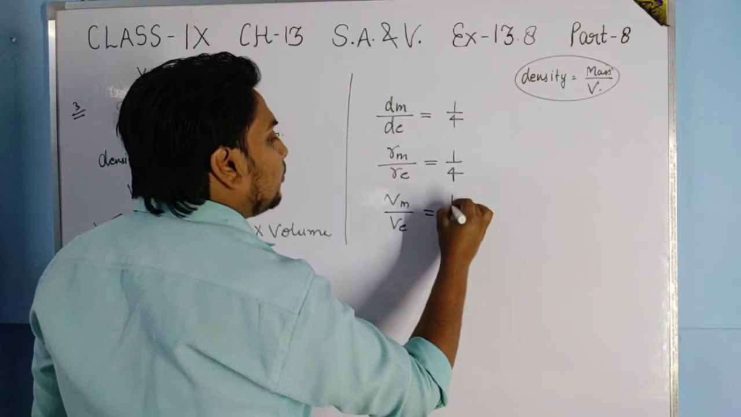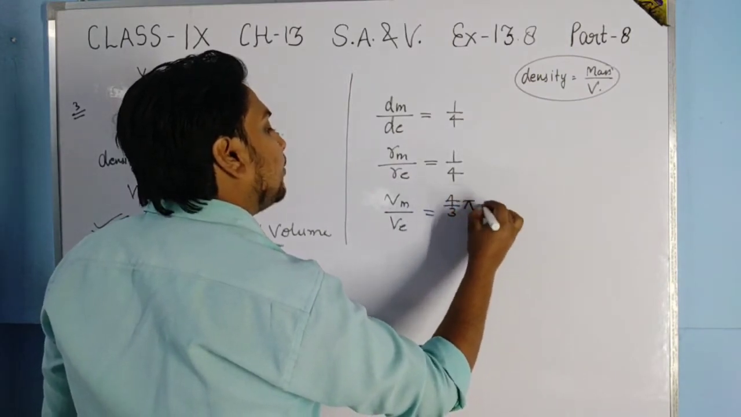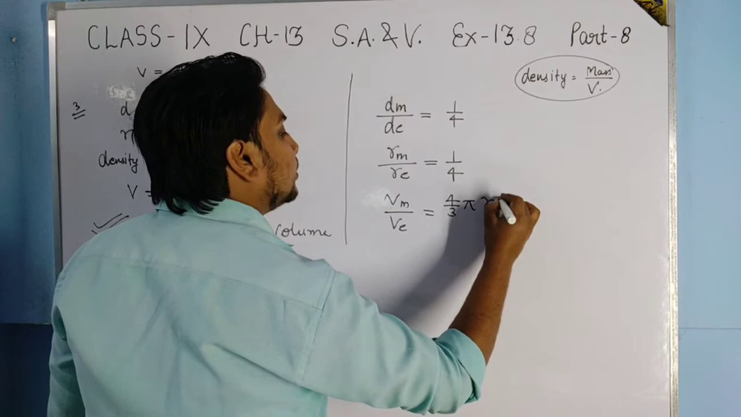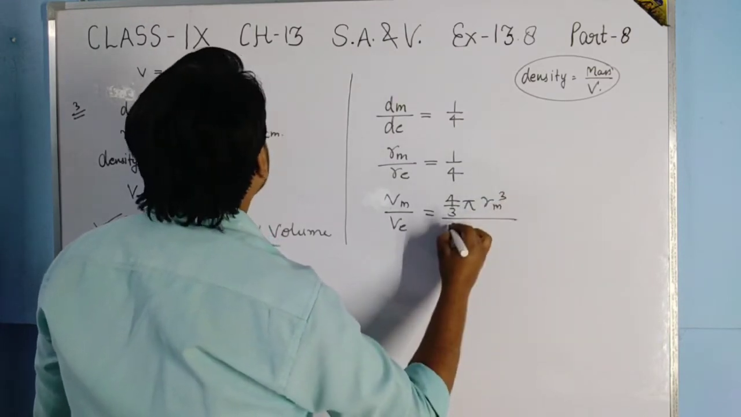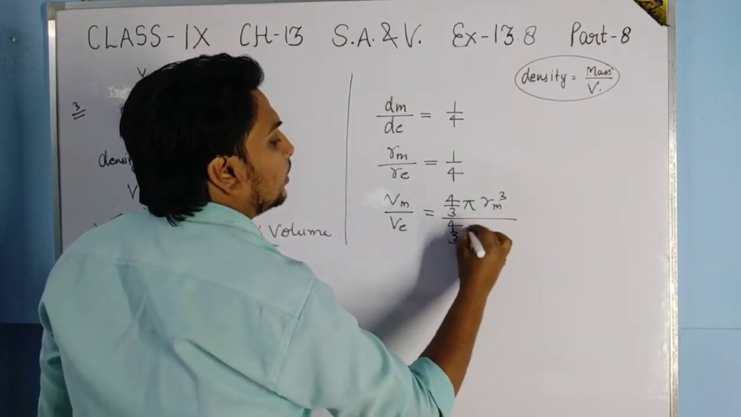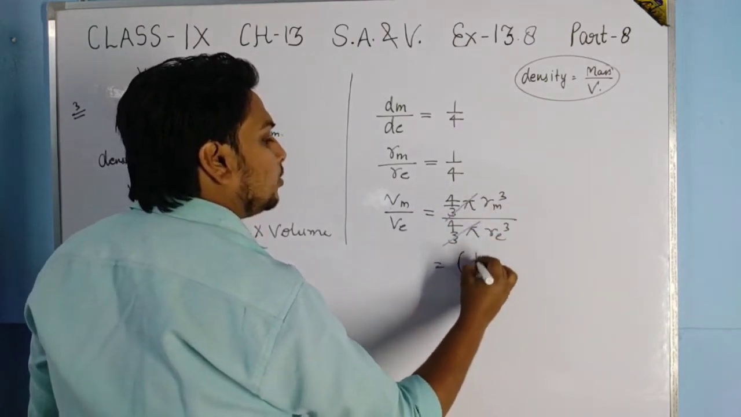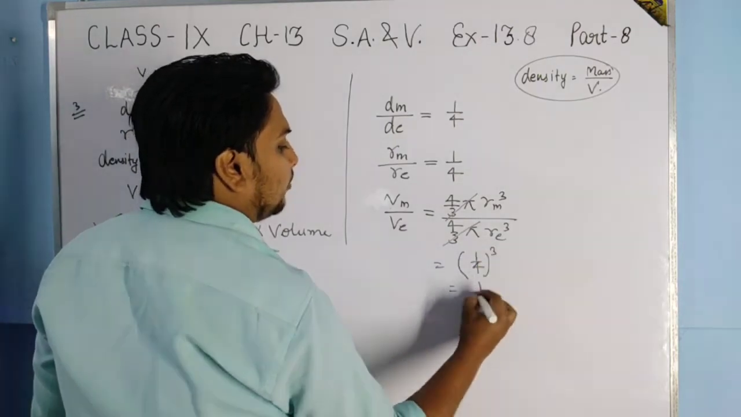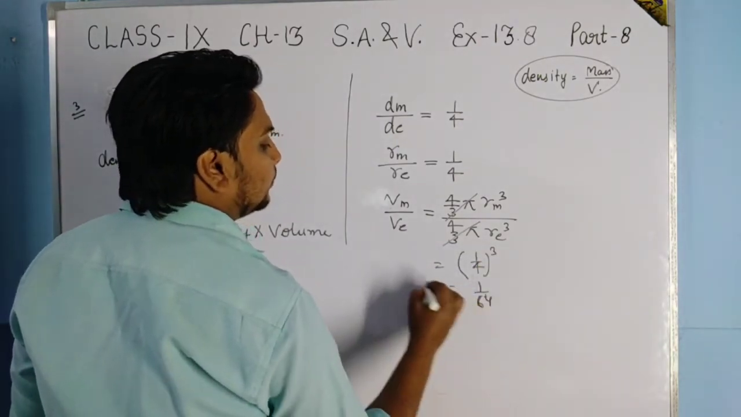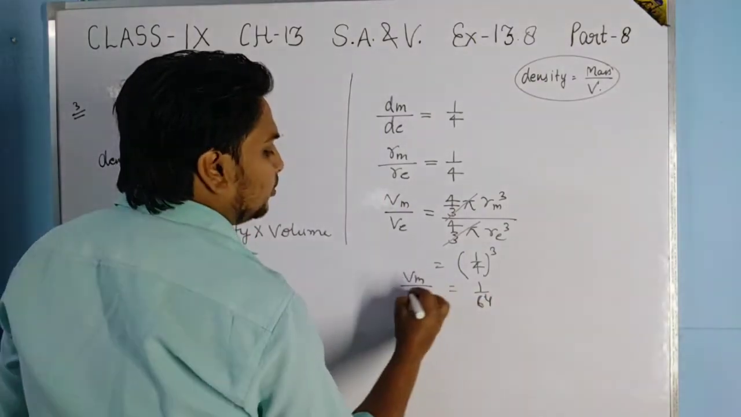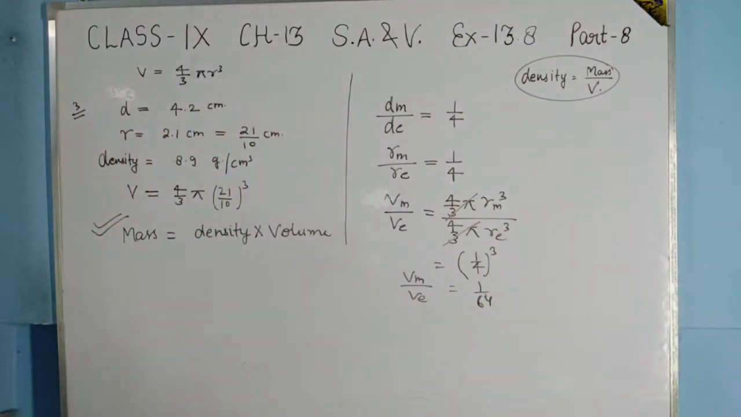Volume of moon is 4 by 3 pi Rm cube, and of earth is 4 by 3 pi Re cube. This will be cancelled out. Rm cube upon Re cube means 1/4 cube, and that will be 1/64. So the volume of moon to the volume of earth is 1/64. This is the answer of question number 4. You can note it down.